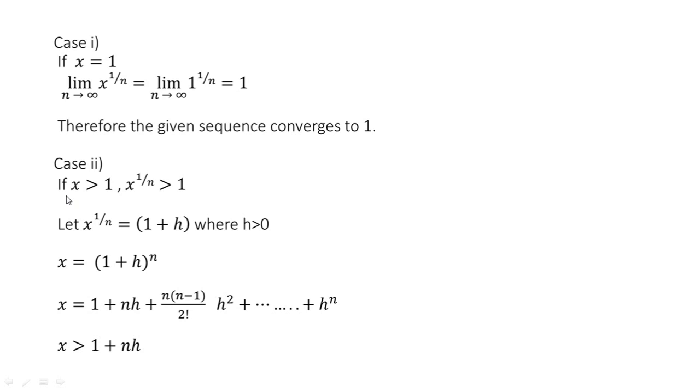Now let me have the second case, when x is greater than 1. If x is greater than 1, take power 1 by n on both sides. x to the power of 1 by n is greater than 1 to the power of 1 by n, that means 1. Please observe here the base x is greater than 1.